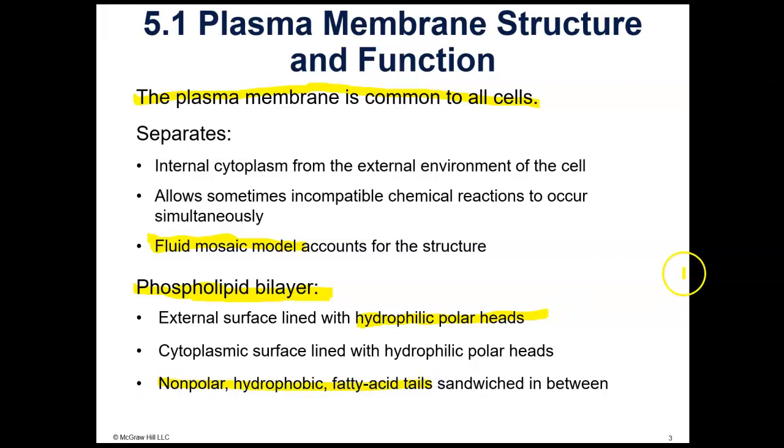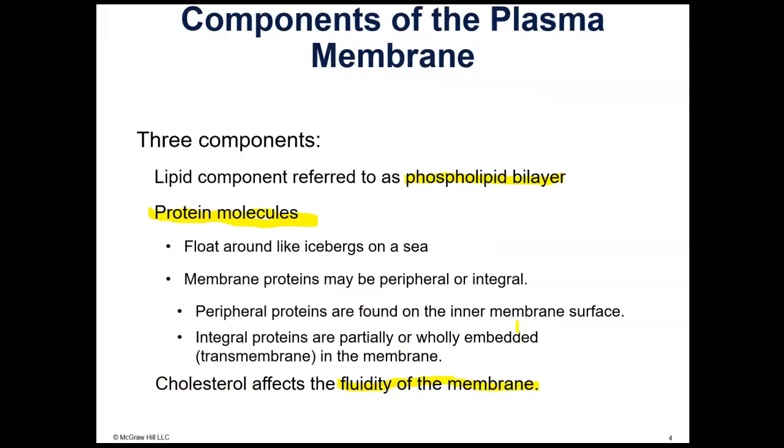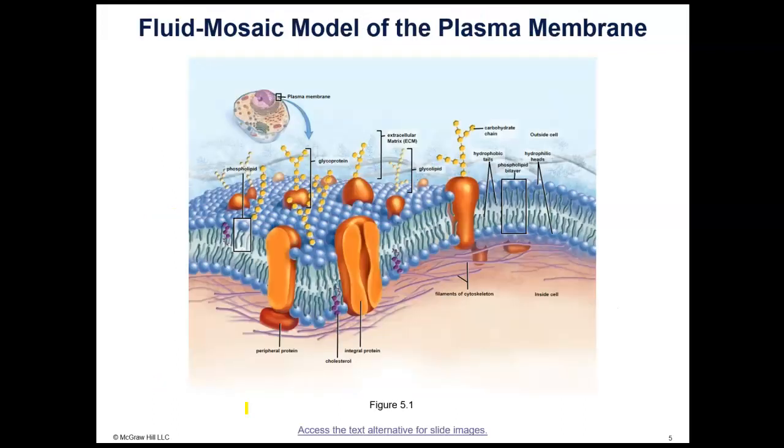There we go. All right, so the tails are nonpolar and hydrophobic, and they are found sandwiched in between the hydrophilic polar heads. There are 3 components of the plasma membrane. There's the main component, which is the phospholipid bilayer. Within the phospholipids, you would find large protein molecules, and then you would have cholesterol. And cholesterol is going to affect the fluidity of the membrane. It's going to either make it more of a solid or more of a fluid, more of a liquid.